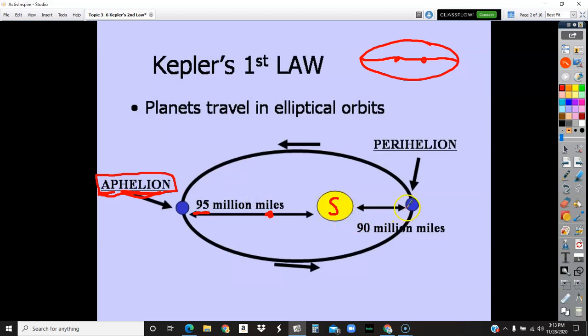When the Earth is at its closest distance to the sun, that's called perihelion. P-E-R-I-H-E-L-I-O-N. Again, helio meaning sun, and this time peri means close. So perihelion, close to the sun.